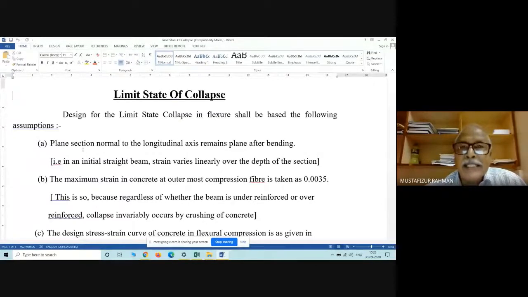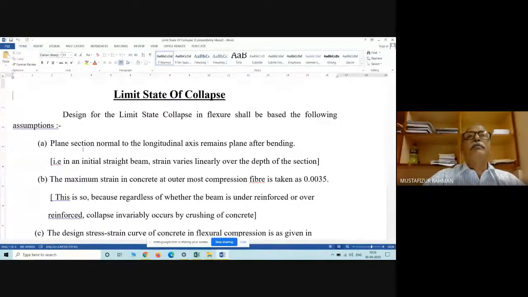So if the slice is a plane, a vertical plane. Imagine you have some element, and if you cut the surface with a smooth instrument, you will get a vertical plane. Now, the first condition is that a plane section normal to the longitudinal axis remains plane after bending. Whether it is really true or not is a question, but it is observed. This is an assumption adopted by every engineer.